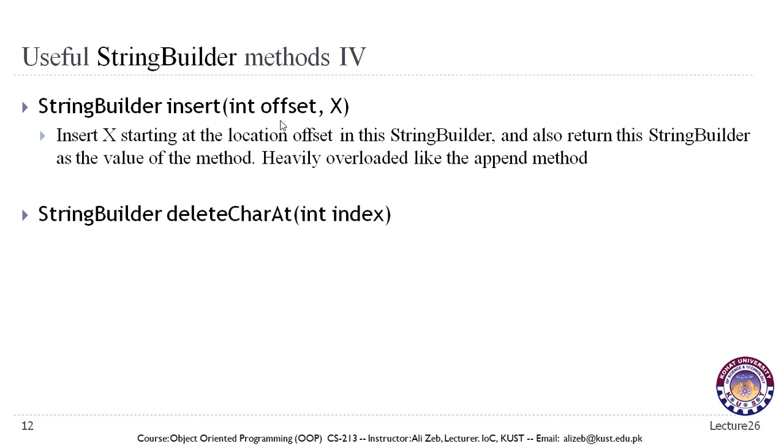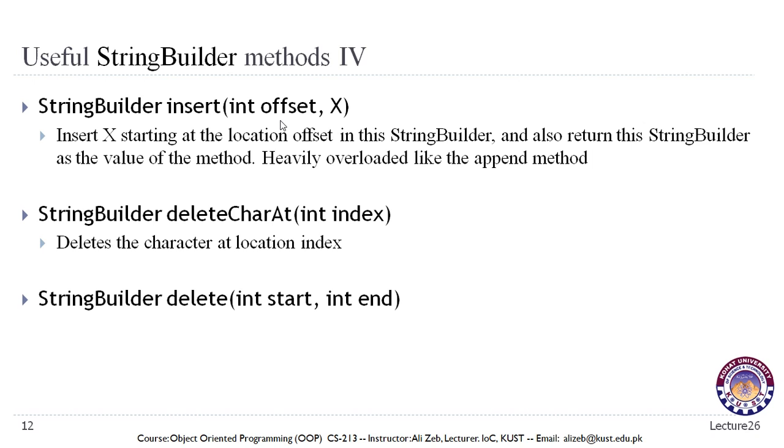The string builder also has a deleteCharAt method. We pass a certain index position, and it will delete the character at that index location. It also has the delete method where we pass two arguments, the starting point and the ending point. It deletes all the characters at locations starting at the start point up to end minus 1.